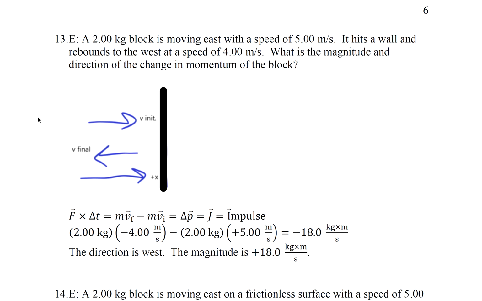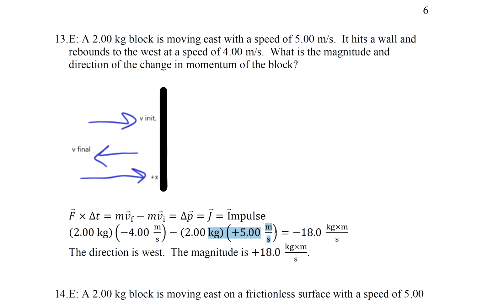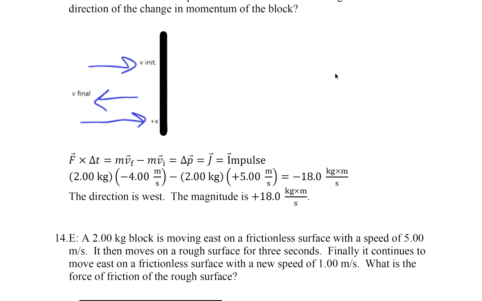So it's asking for the change in momentum. So just look at mv final minus mv initial. This is mv final. v final is -4. This is mv initial. v initial is +5. This is our solution. There's a negative sign. That negative sign means to the left. Why? Because in the image, going to the right is positive, or east. Going to the left is negative, or west.